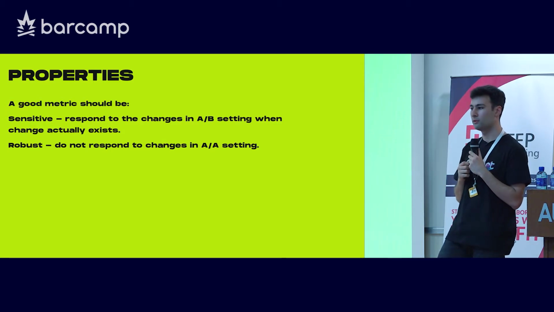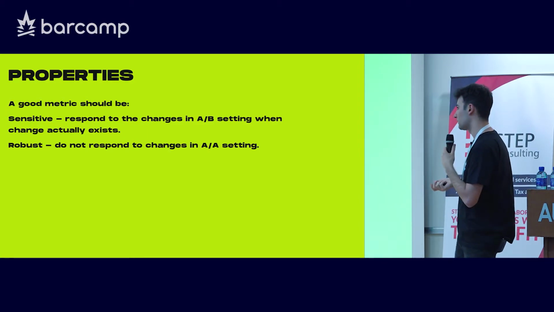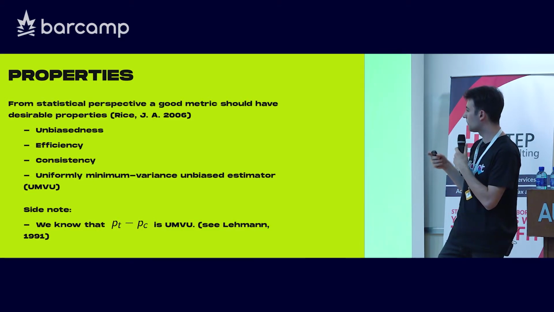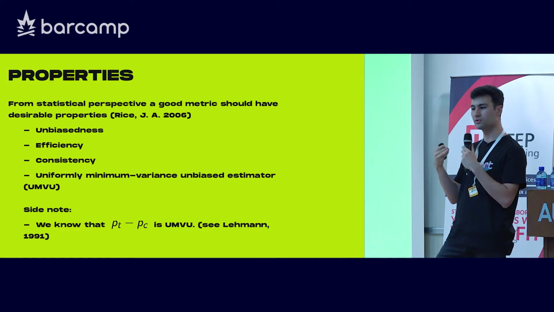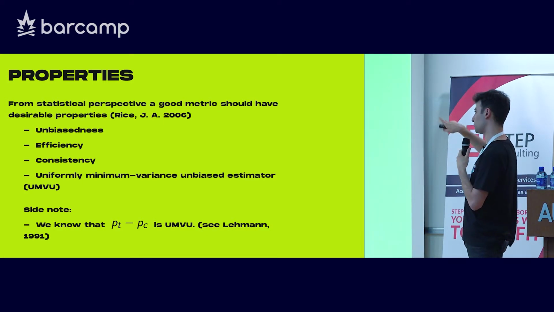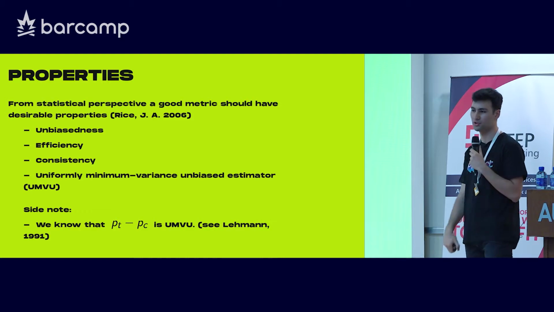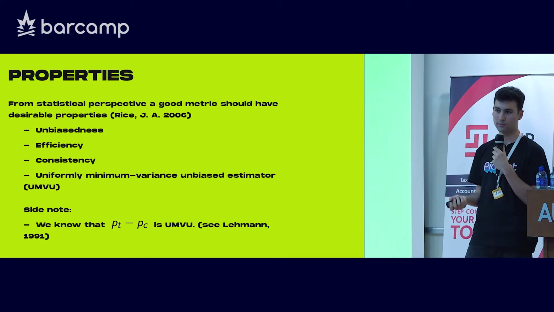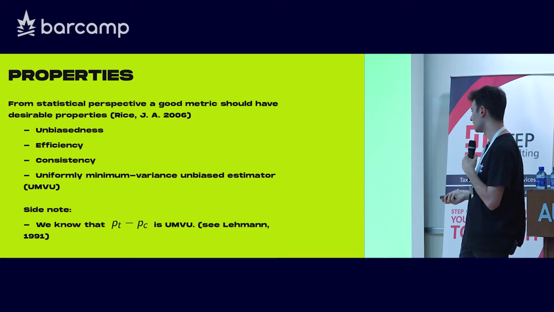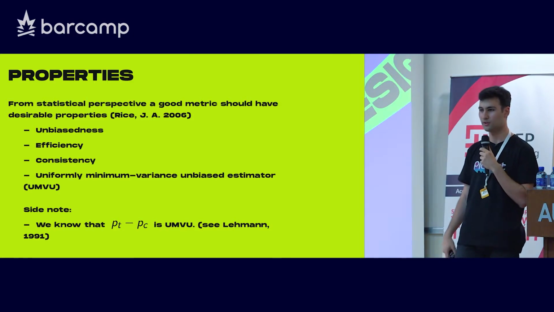There are other desirable properties from a theoretical perspective. For instance, the metric should be unbiased, meaning that on average it should predict the parameter well, and its variance should be small, as in the case of efficiency. There is a merger of these different properties, which is the UMVU. And from the literature, we know that the difference of proportions is UMVU. Basically, it has many good properties, because of which we can believe this metric. So I guess this is it for the metrics part, and we can jump into the design.